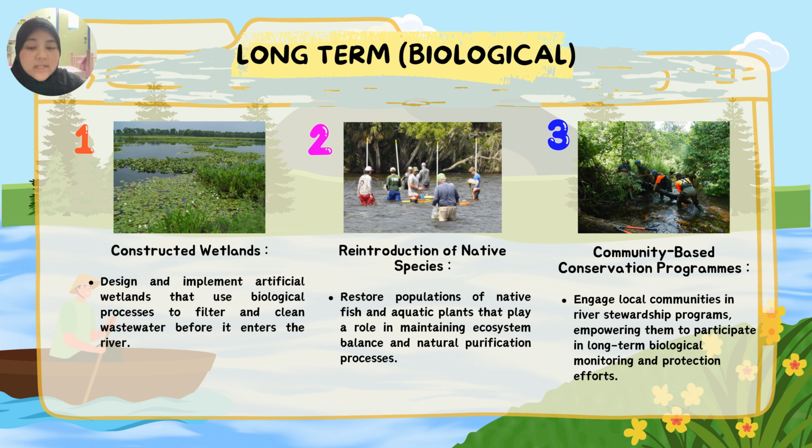Firstly is constructed wetlands. It is to design and implement artificial wetlands that use biological processes to filter and clean wastewater before it enters the river. Secondly is the reintroduction of native species. It is to restore populations of native fish and aquatic plants that play a role in maintaining ecosystem balance and natural purification processes. Last but not least is community-based conservation programs.